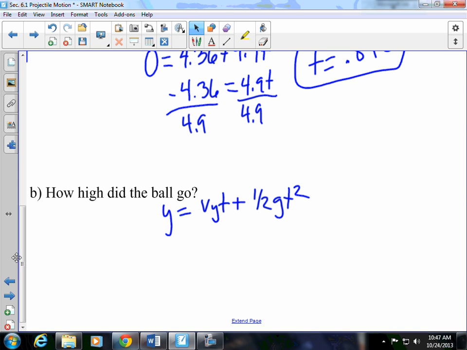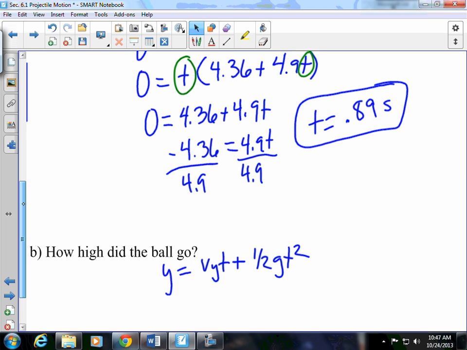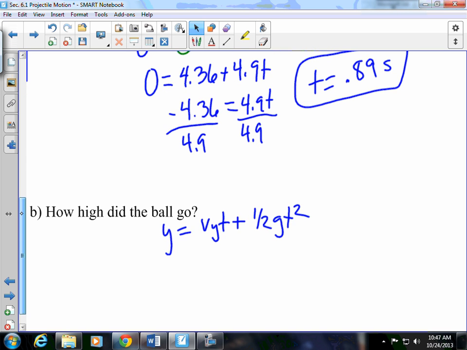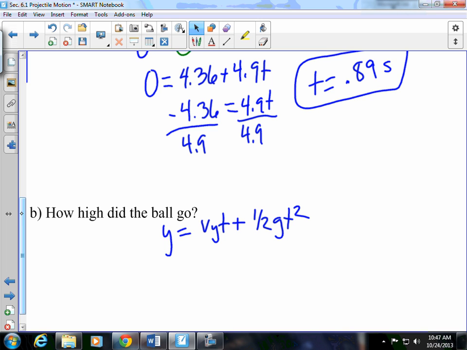Remember, it takes half the time to rise and half the time to fall. So when an object is at its highest point, it's only at half its time. We just solved that the ball is in the air for 0.89 seconds. Well, that means at its highest point, it was at half of 0.89, which is 0.445.